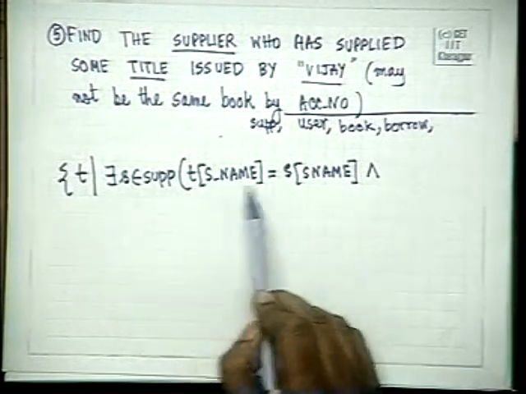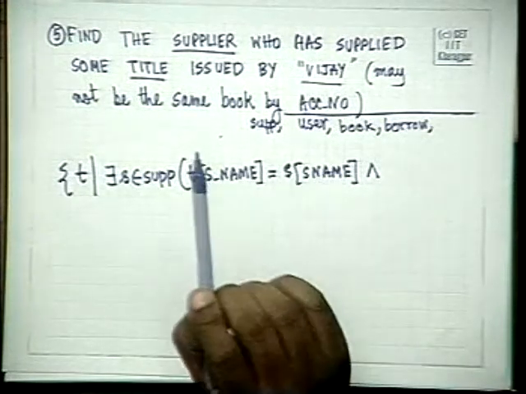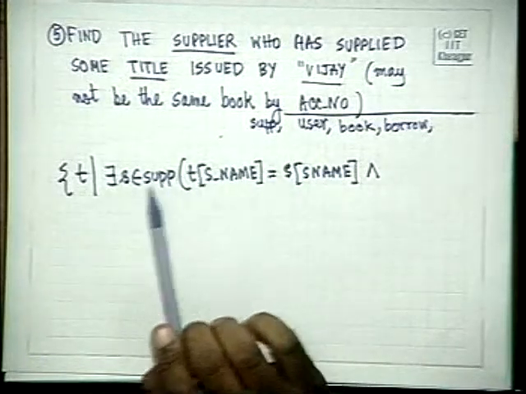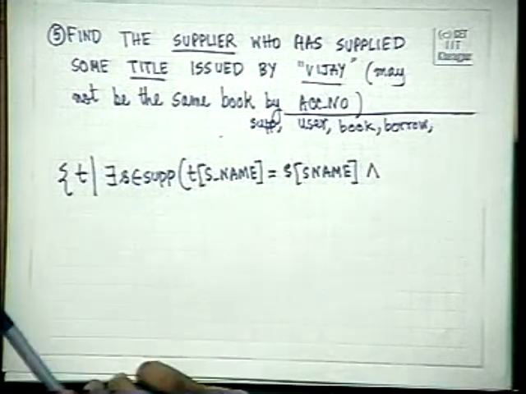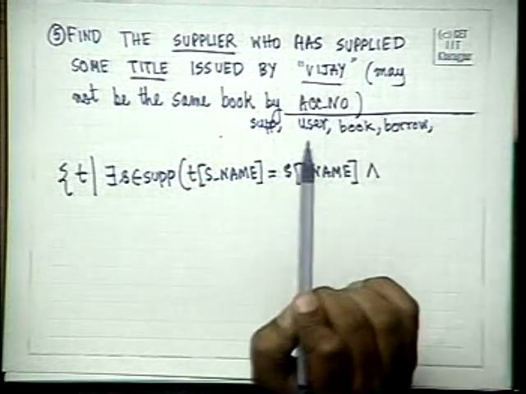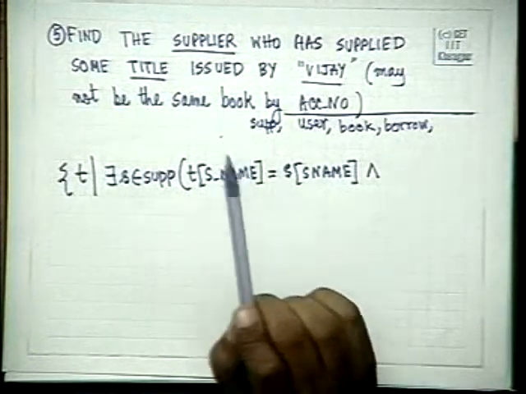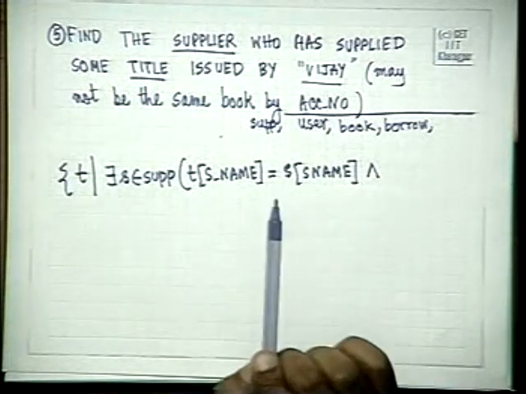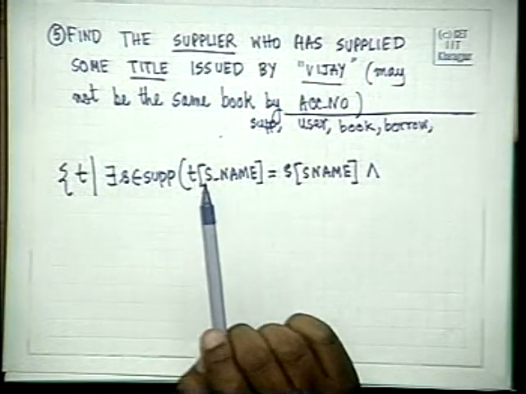So you have to get the supplier name who has supplied a title to Vijay. Sorry, he may not have supplied the title to Vijay. He may have supplied it to anybody. Now Vijay will issue a particular book. That book will have an accession number and a title. There may be another book with the same title, and that accession number of that book, the second book which has the same title, may have been supplied by this supplier. So this will use all the 4 and will use book twice.